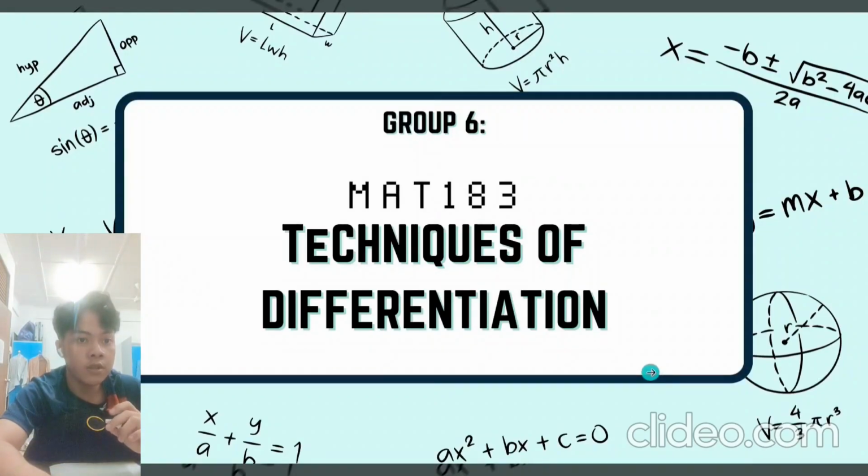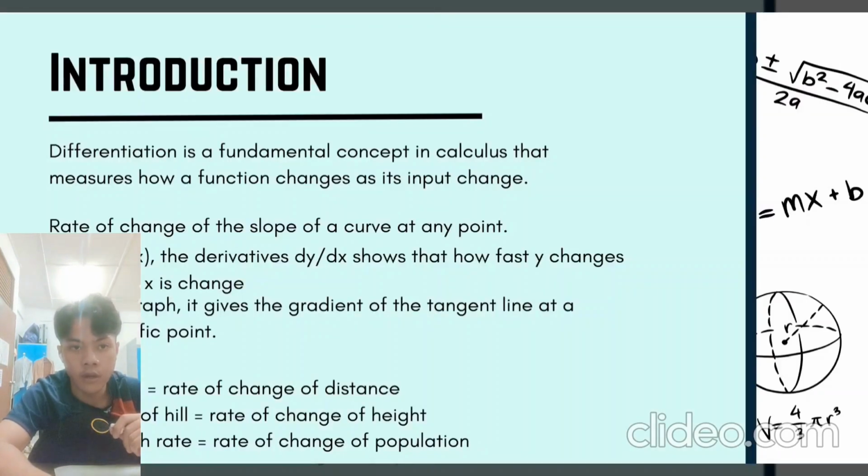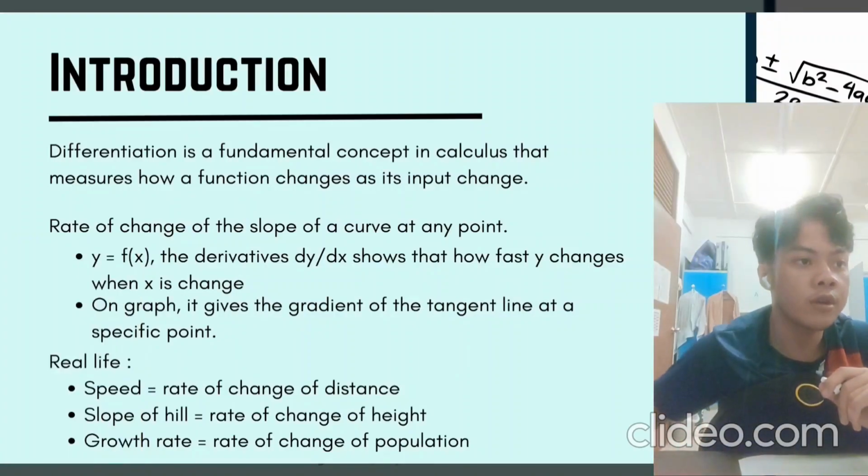Techniques of differentiation. This is our topic, and we are from group 6. Our group contains only 2 members, and my name is Muhammad Azikman bin Muhammad Osman. 2025102771 is my student ID. And we go to the introduction.